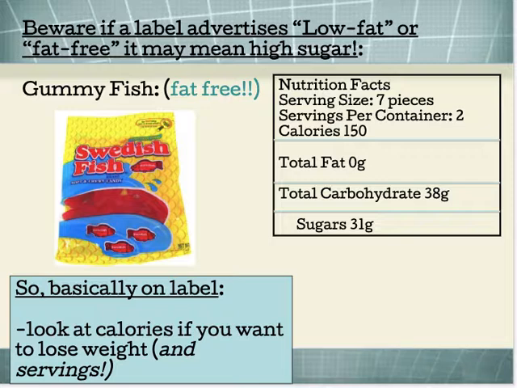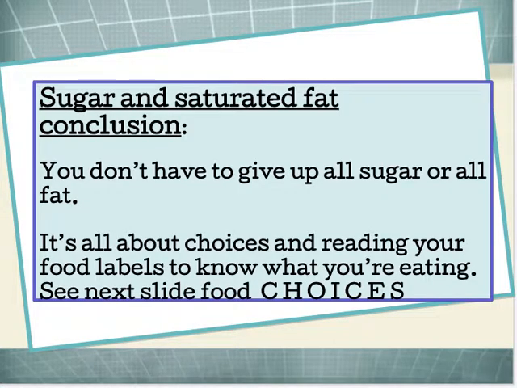Beware of labels that advertise low fat or fat free. It might mean they are high in sugar. So like these Swedish fish that are absolutely delicious, I could eat the whole bag, are fat free. However, if you look at the grams of sugar, they're very, very high in sugar. Also, if you look at the calories, they're fairly high because they're talking about 7 pieces giving us 150 calories for 7 little Swedish fish. I know for my own personal self, I eat more than 7 when I sit down and eat Swedish fish.